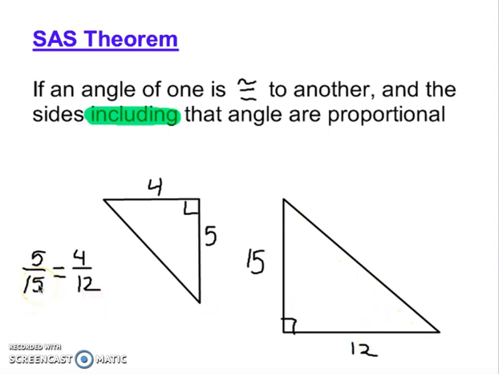So if you take 5/15, that would be 0.333 we could stop at, equals, same thing here, would be 0.333. So we know that they're proportional and they have that shared congruent angle. So these two would be similar based on the side-angle-side theorem.